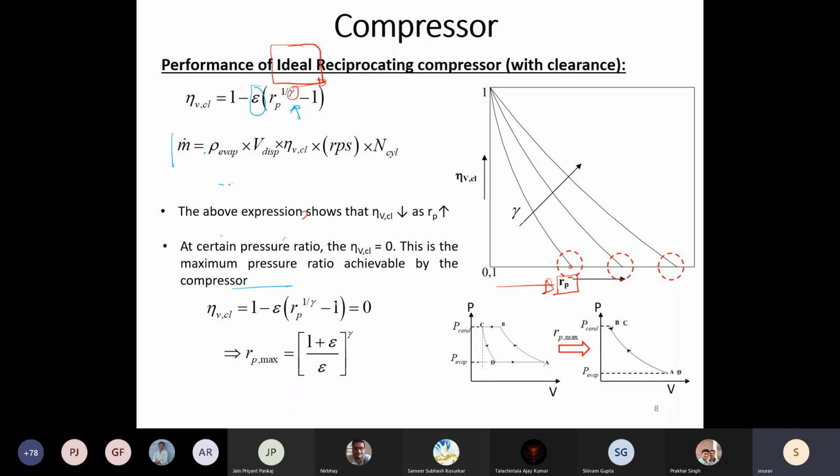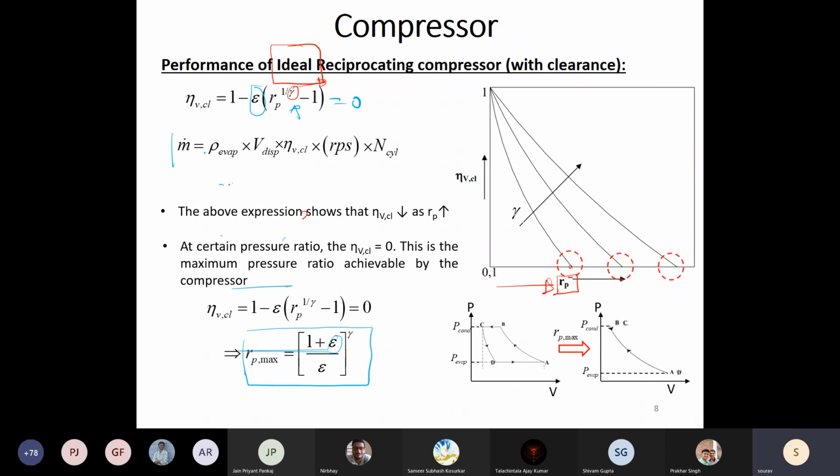So what is that Rp max? It is just equating this volumetric efficiency to 0, rearranging the expression, and you will get that Rp at which you get volumetric efficiency 0. You will see it is just an expression in terms of epsilon and gamma.